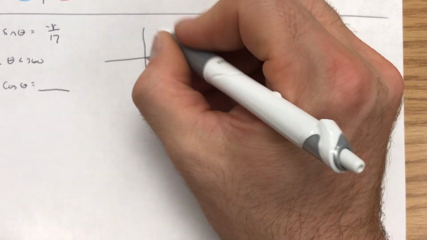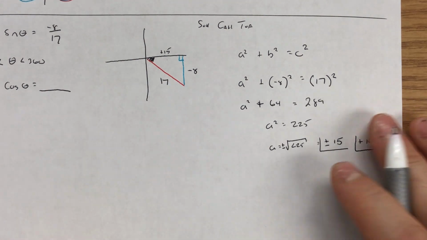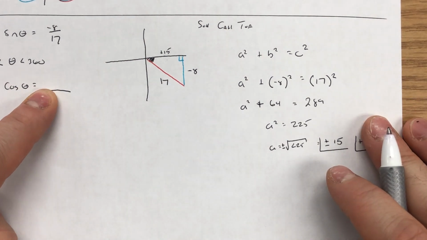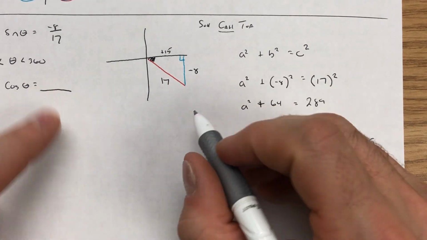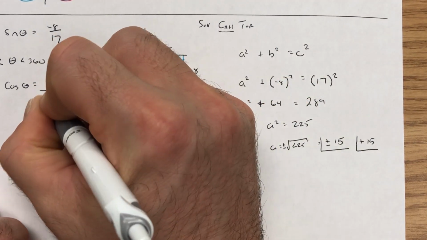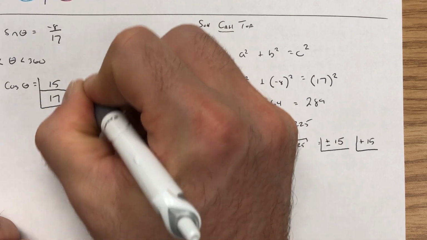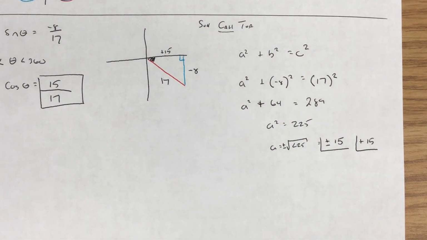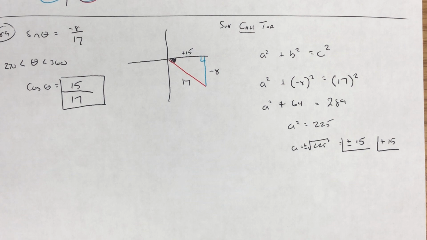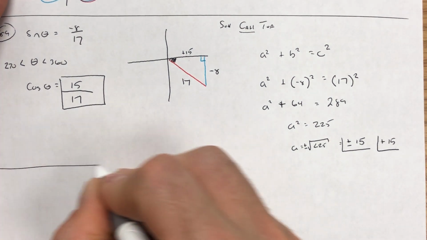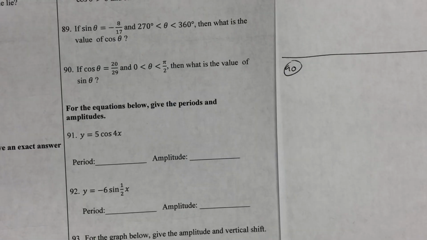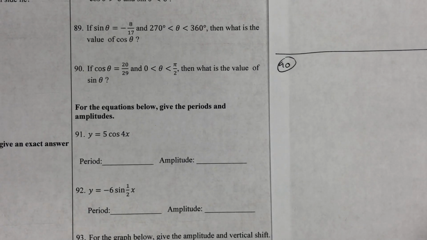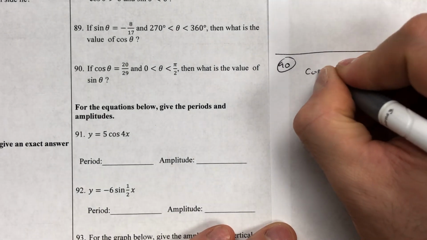But regardless, now that we know that this is a positive 15, we've got everything we need to answer our question. Cosine, which we know to be the adjacent over the hypotenuse, is going to be 15/17. And yes, I used my blank as part of my fraction. Awesome. So there we go. That was number 89. Let's take a quick look at number 90. So number 90, very similar style question. I have the cosine is 20/29.